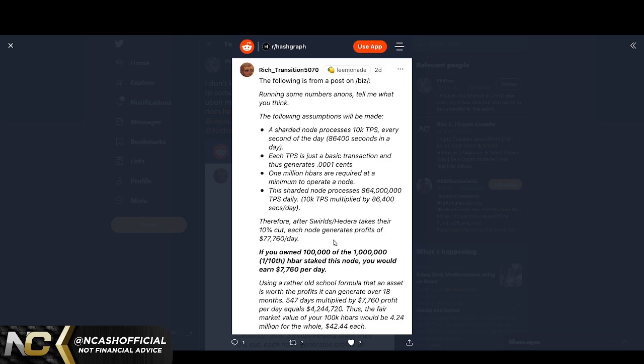So that is a massive amount that you could earn in residual income, especially if you are just running a node on Hedera. So I thought that was very interesting to talk about. Let me know what you guys think about that in the comments below, because that has me very bullish, especially if you hold over 100,000 plus Hbar.